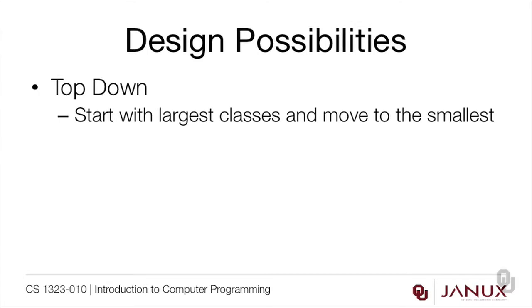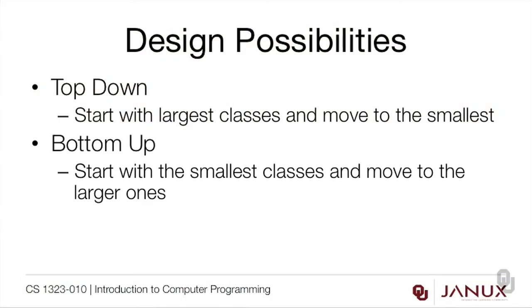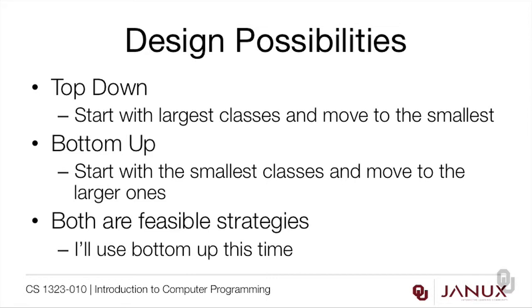Since our programs are getting larger, we now have more design possibilities to consider. One possibility is what's called top-down. That means you start with the biggest classes first and then move to the smaller classes. So in this case, we would start with the Greyhound rescue group first and then move to the individual greyhounds. Another possibility is what's called bottom-up, and that's where you start with the smallest classes and then move to the larger ones. Now my experience has been that beginning programmers have an easier time with bottom-up design than they do with top-down. And so that's the way that I'm going to work. But remember that both are feasible strategies, and if you're more comfortable working a different way, that's okay too.